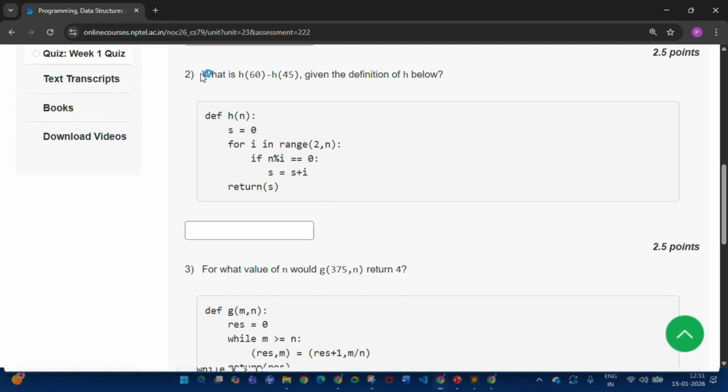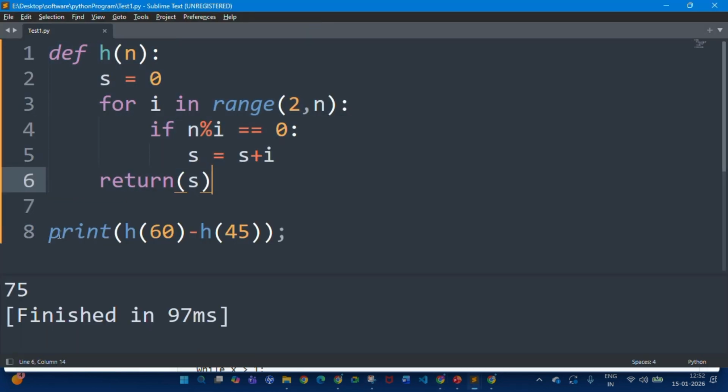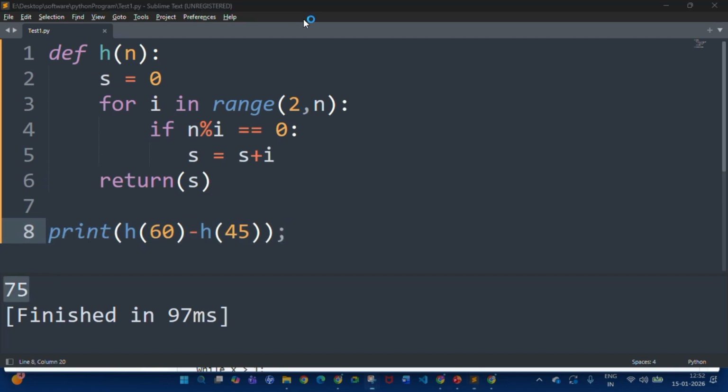Now this is the second question. What is age(60) minus age(45) given the definition of age below? So this is the definition, and if we print age(60) minus age(45), it will print 75. So 75 will be the answer of question number 2. Now see the proof. You can see this is the definition, and if we print age(60) minus age(45), this will be the answer, that is 75.